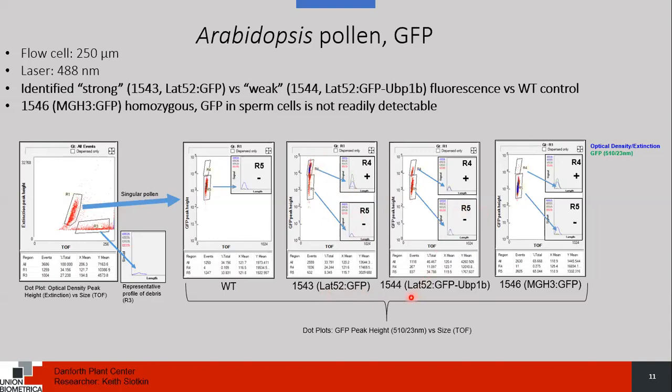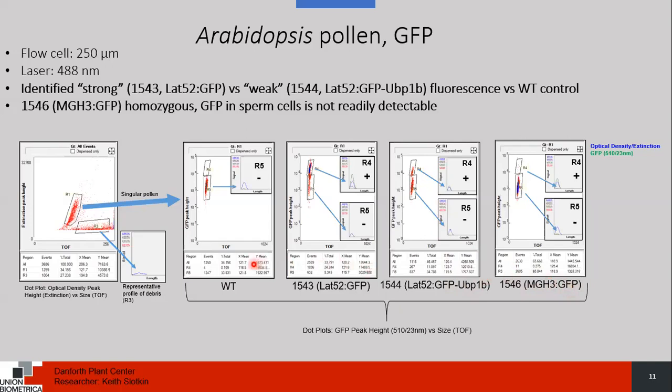Another line has the LAT52 expressing GFP, but it also has the UDP1B 3' UTR element inserted into the gene, so that now the GFP expression is also under regulation of that element. And that element is a negative regulator of translation. So that's going to give you that information now, and you'll see why that's important later. And the third line is a line that is GFP expressed off of the MGH3 promoter, and this is a promoter that's male tissue specific.